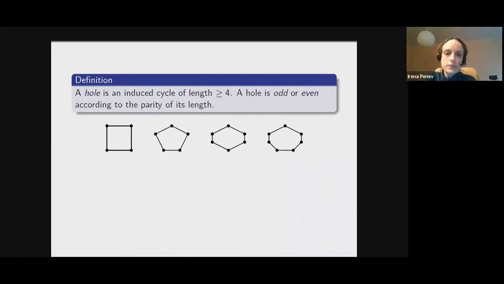Okay, so the next thing I'll be mentioning repeatedly is this notion of a hole. So what's a hole? Well, that's simply an induced cycle of length at least 4. And then you have odd holes and even holes. That's just according to the parity of their length. So even hole, odd hole, odd hole.